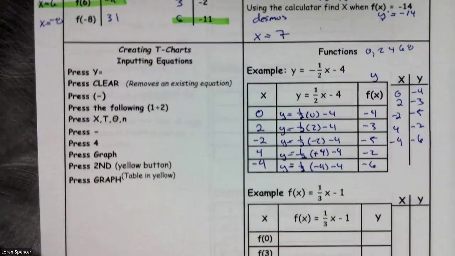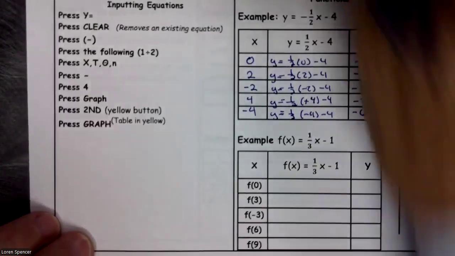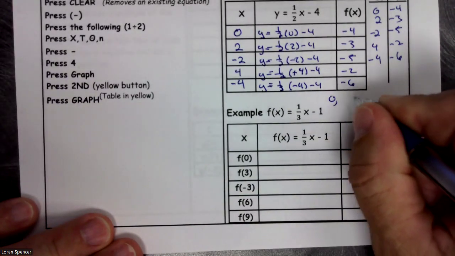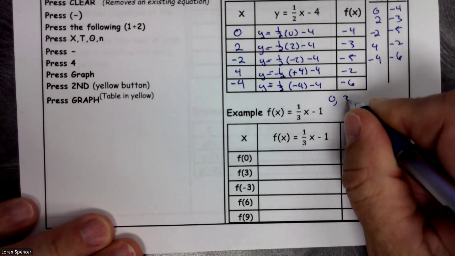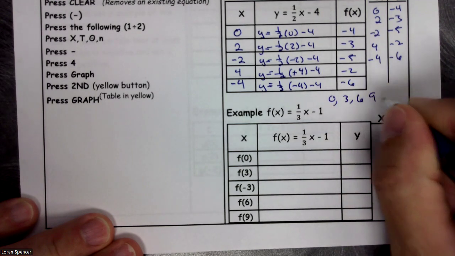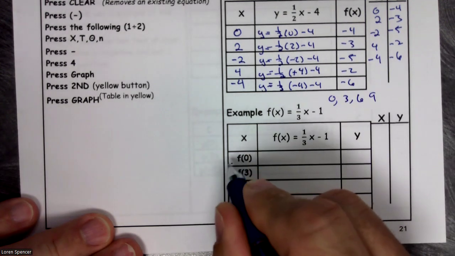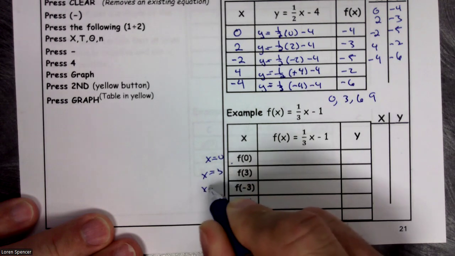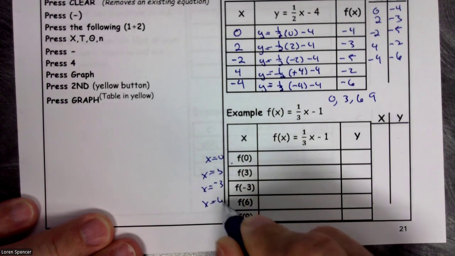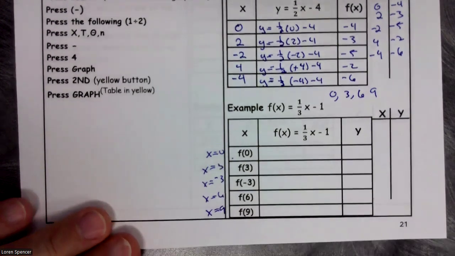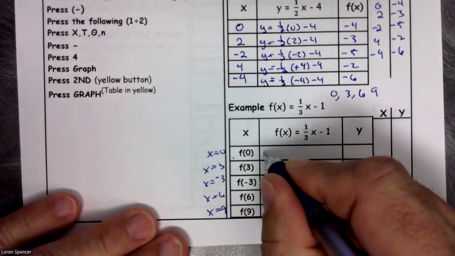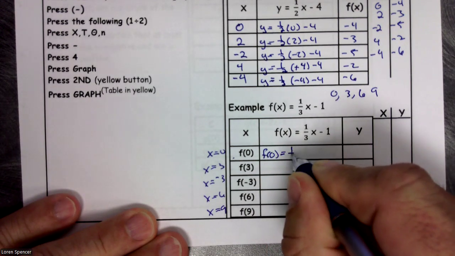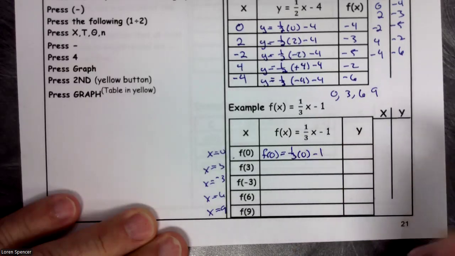All right. So we have another fraction. This time our denominator is 3. Well, once again, we always want to test 0. So we're going to try 0. Multiples of 3. So 3, 6, and 9. And I already have those listed. So remember, this is just saying x equals 0, x equals 3, x equals -3, x equals 6, and x equals 9. So we're going to go f of 0 using function notation equals 1/3 times 0 minus 1.